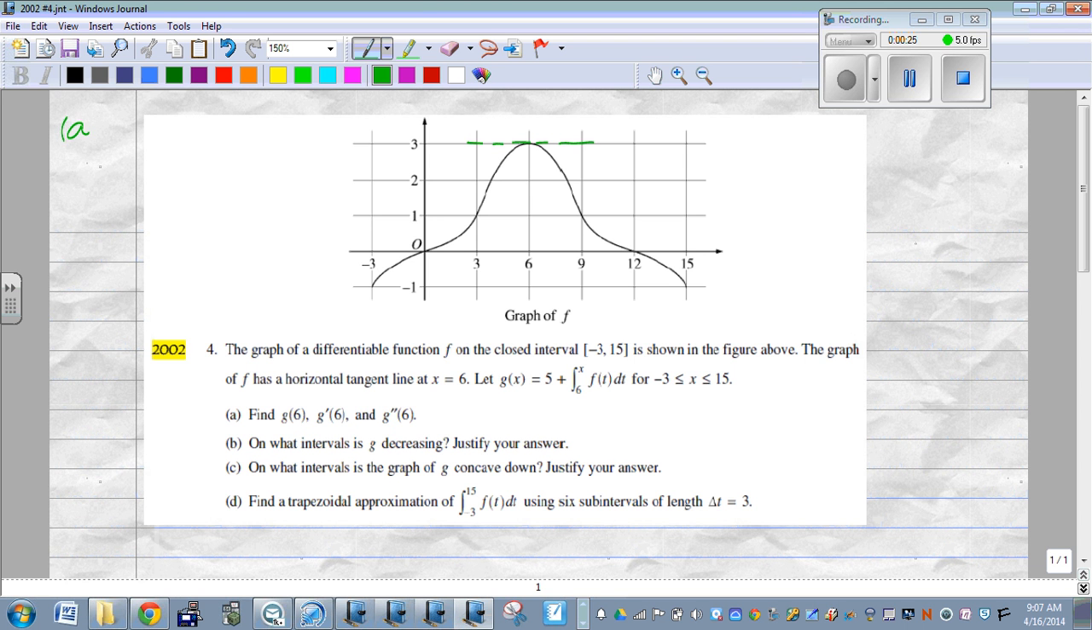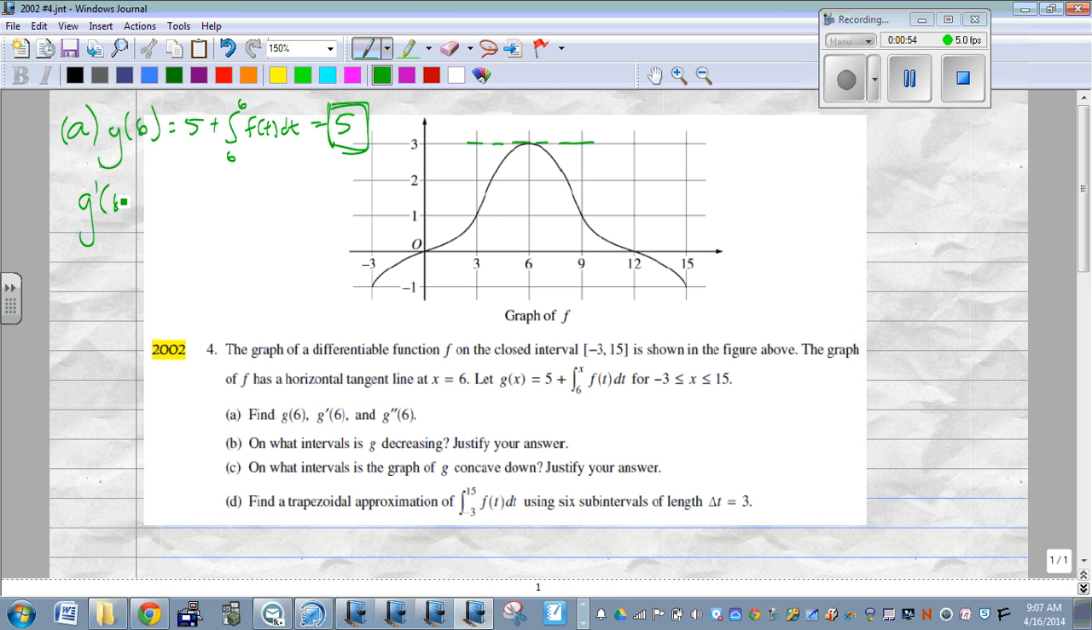So let's start off with g of 6. We're just putting 6 in for x. So we have 5 plus the definite integral from 6 to 6 of f of t dt. Well, if we take the definite integral from a constant to the same constant, what is that going to be? 0. So this just ends up being 5. Right? These are the same. That definite integral is 0.